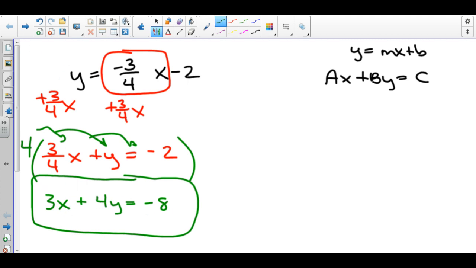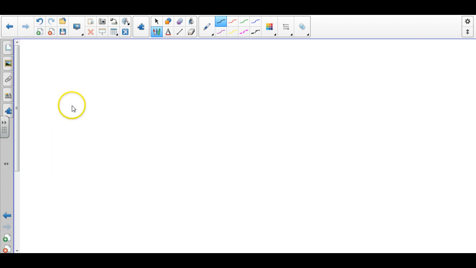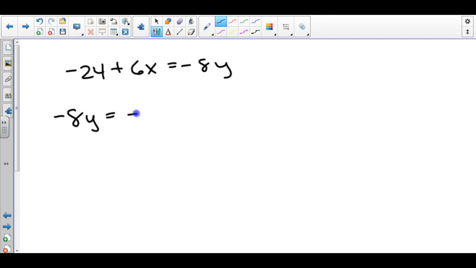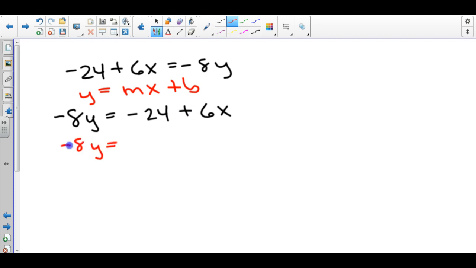The next one that I want to do is take a problem from standard form and move it into slope-intercept form. So I'm going to take -24 plus 6x equals -8y. And I want to write this as y equals mx plus b. So the first thing I'm going to do is kind of flip-flop both sides of the equal sign. I'm going to get this whole quantity to the other side. So I'm just going to rewrite this as -8y equals -24 plus 6x. And again, what I want this to be in is this form, y equals mx plus b. So we're going to need to flip-flop using the commutative property. I'm going to change around the right-hand side by writing it as 6x minus 24.